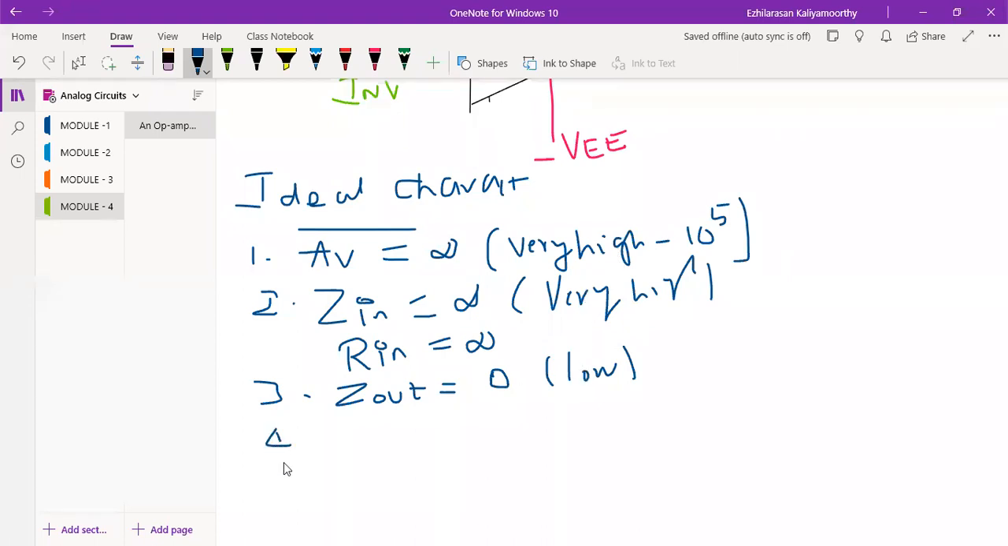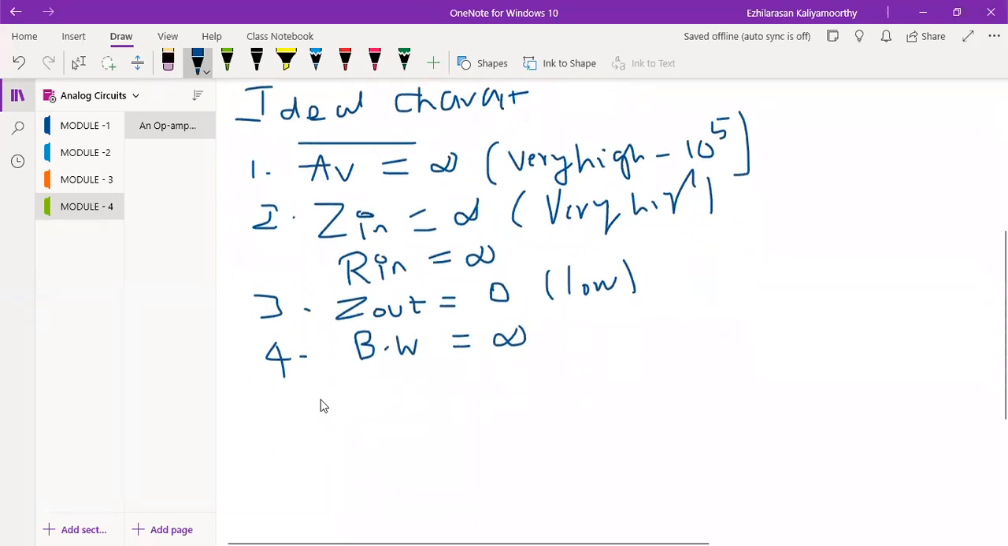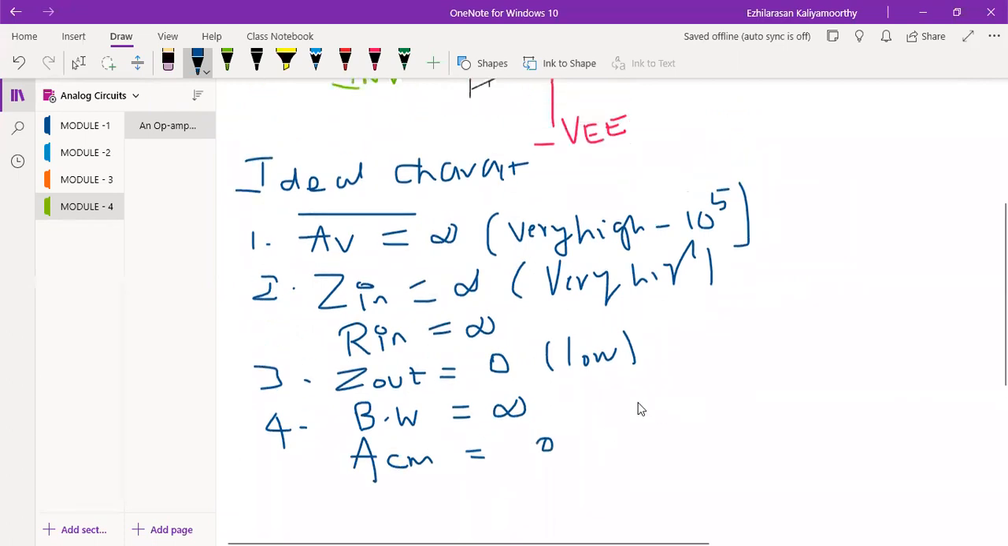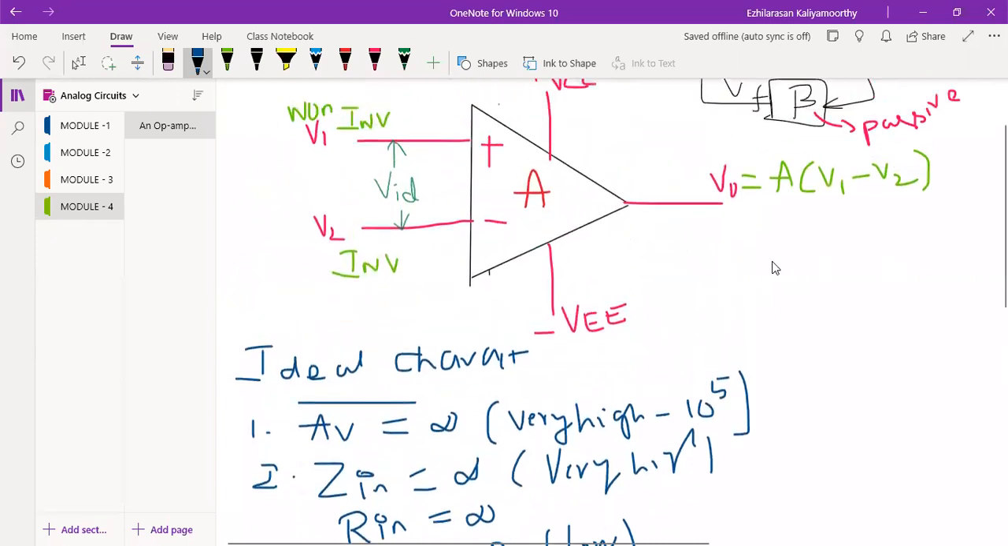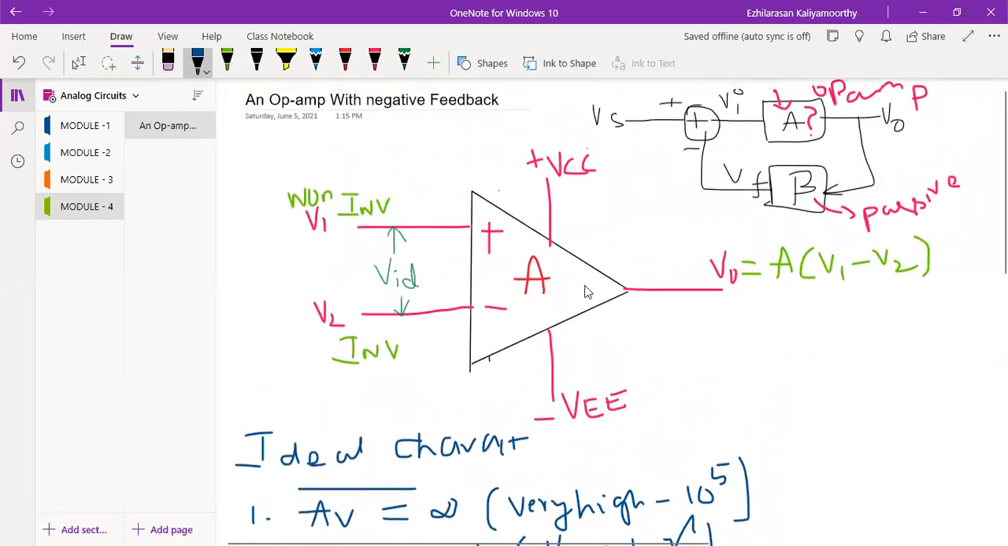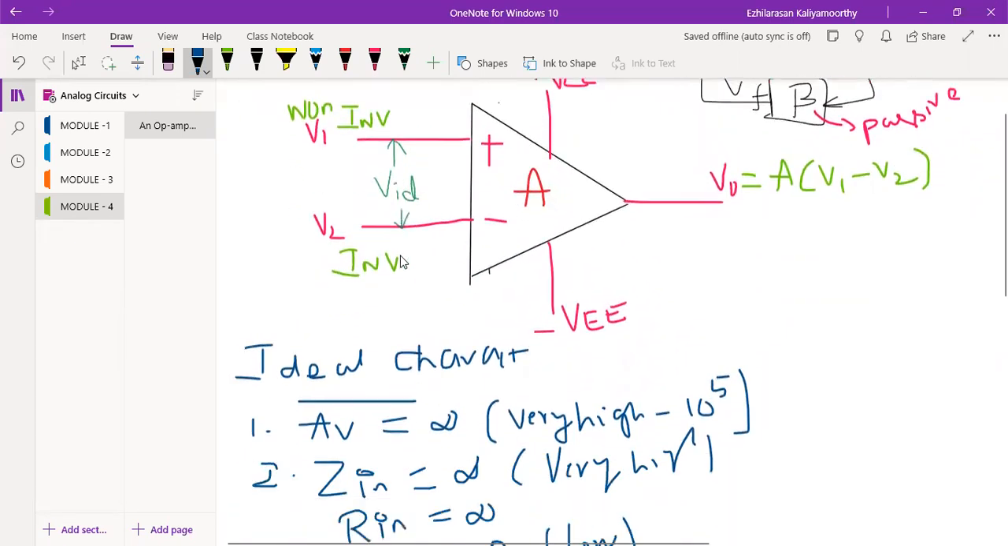Next, the fourth important one is the bandwidth. The bandwidth is simply infinity. Then the common mode rejection ratio, that is, the common mode gain will be 0. So these are some ideal characteristics of the operational amplifier. Let us see how this will work, then only we'll get the proper output in the differential amplifier.